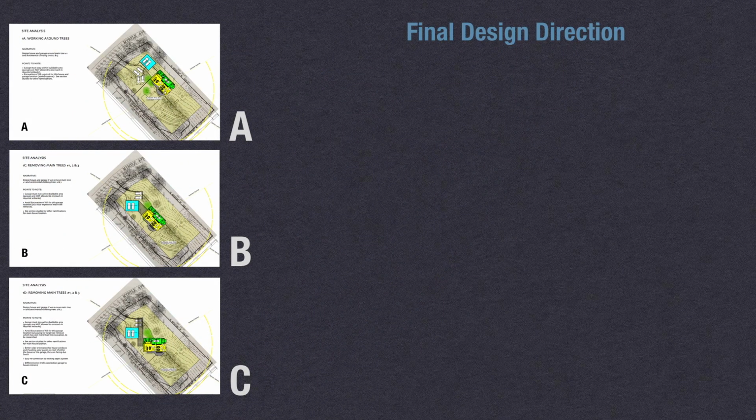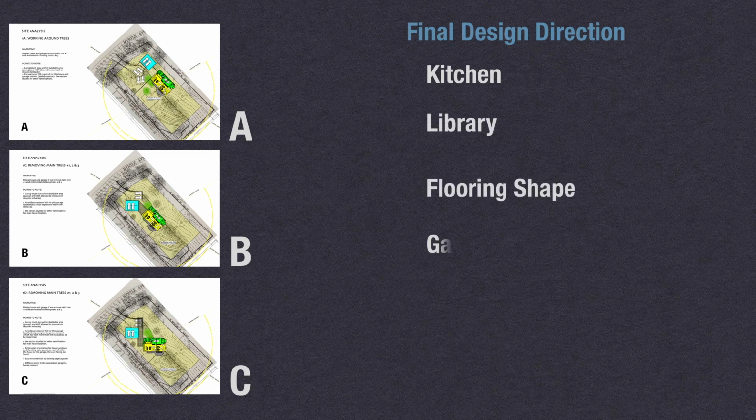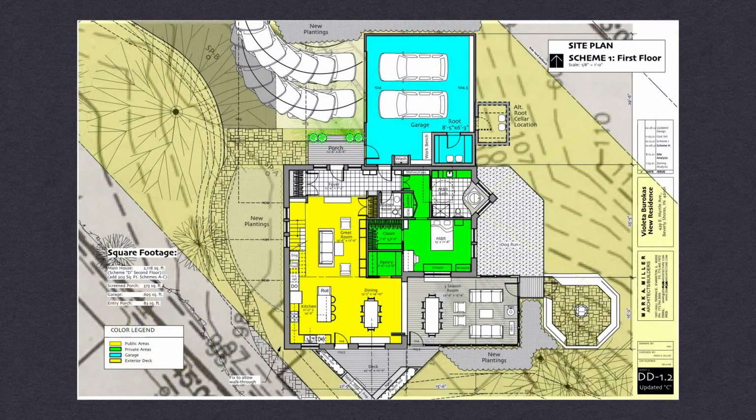So you might say, hey, Mark, we actually really like the kitchen and library from Scheme A that you showed us. We like some of the funky floor shapes and the garden room you presented in Scheme B. And we really love the outdoor deck and the garage of Scheme C. So my job is to take all of these favorite likes and put them together to make our final design solution for your project.